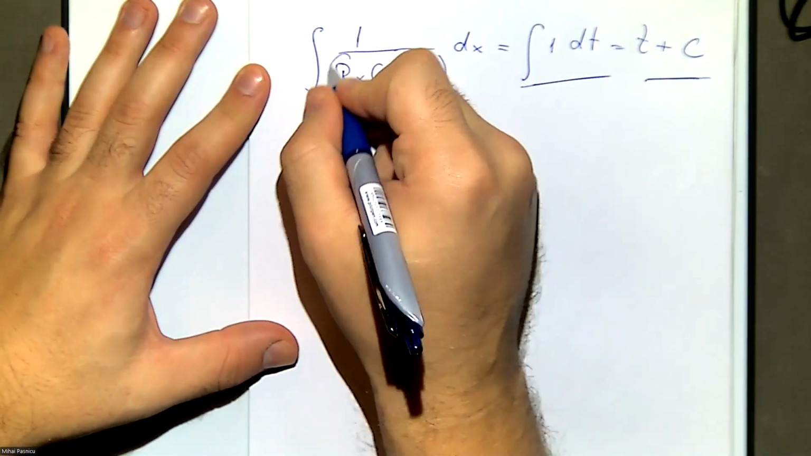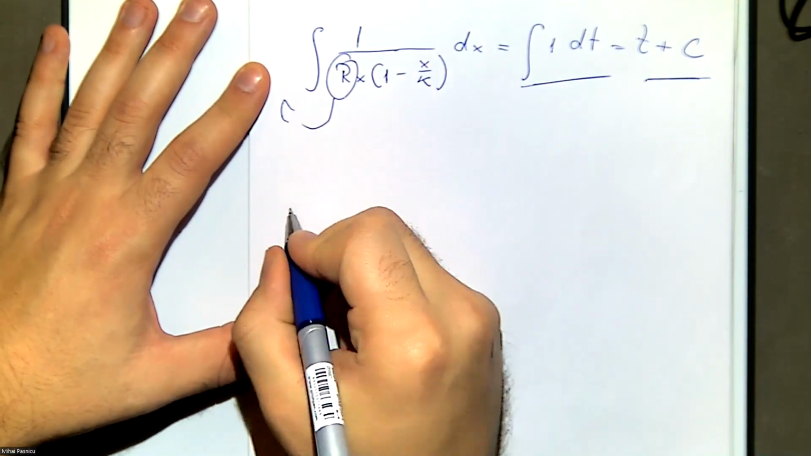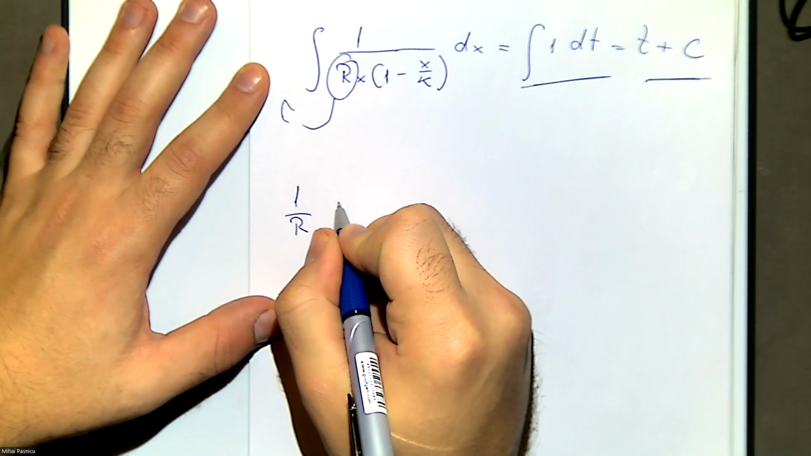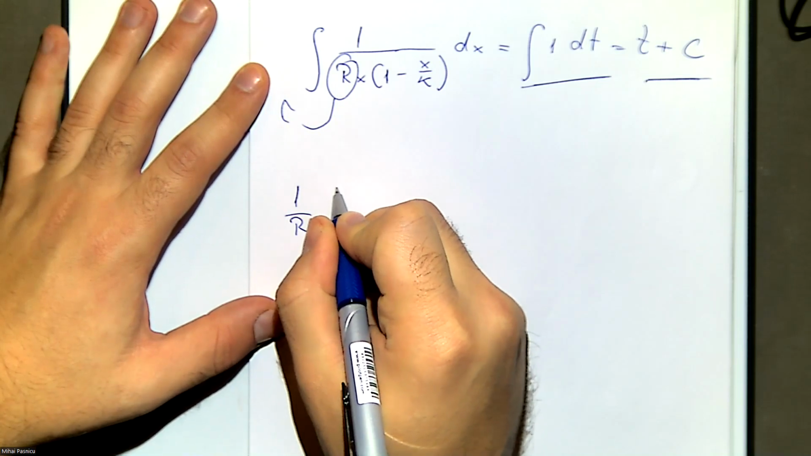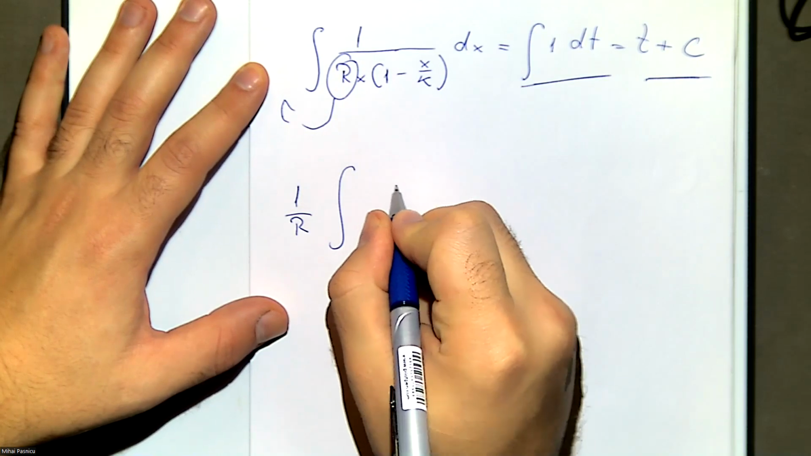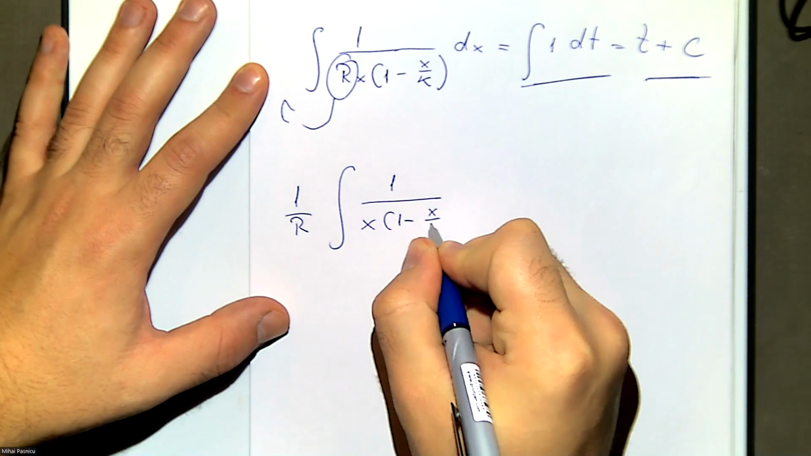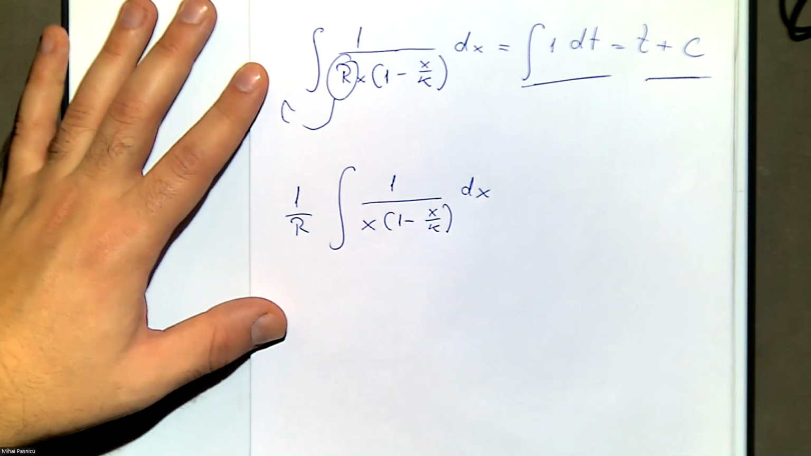So my first step is to take the r in front, the 1 over r. So I get 1 over r is the integral of 1 over x times 1 minus x over k, dx.